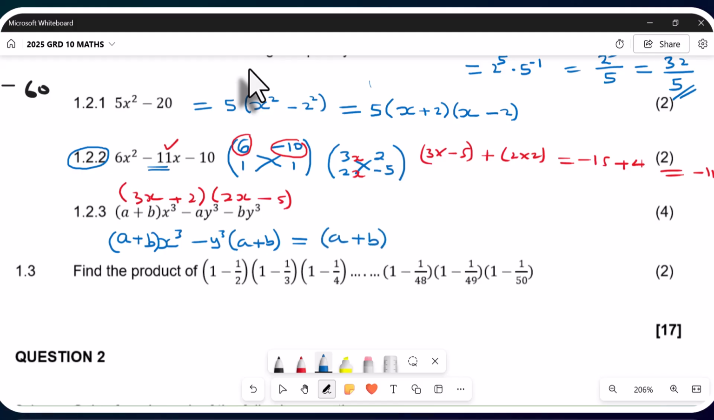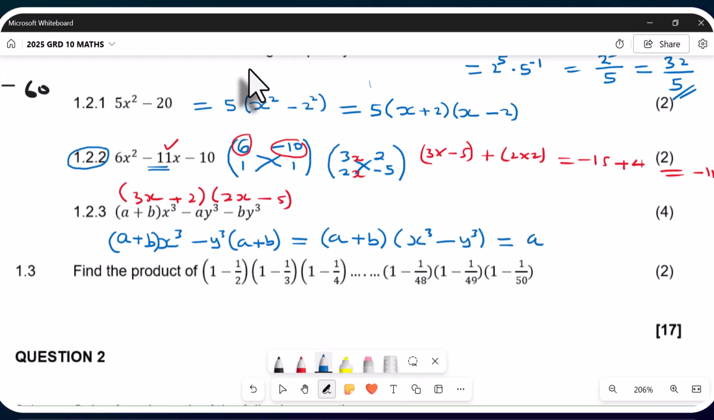So the next question says, find the product of this one here. So this is 1 minus 1 over 2, times 1 minus 1 over 3, like this, and so on until 1 minus 1 over 50. They say find the product. What does product mean here? We multiply, right?